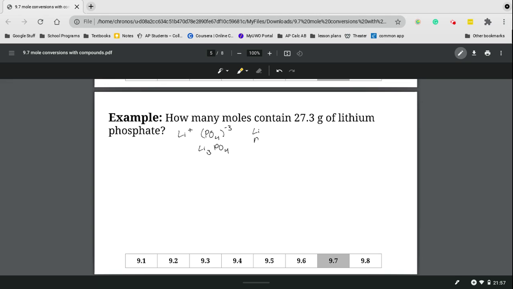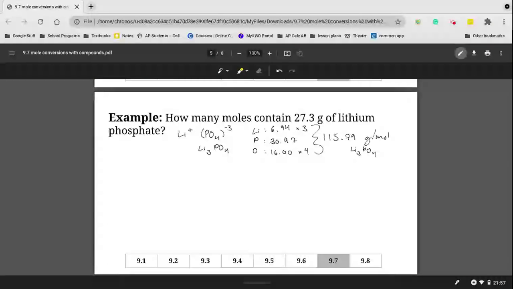So Li3PO4. Lithium on the periodic table has 6.94 grams per mole. Phosphorus has 30.97. Oxygen has 16.00. I'm going to have to multiply lithium by 3 and oxygen by 4. And all in all, that's going to end up as 115.79 grams per mole of lithium phosphate.